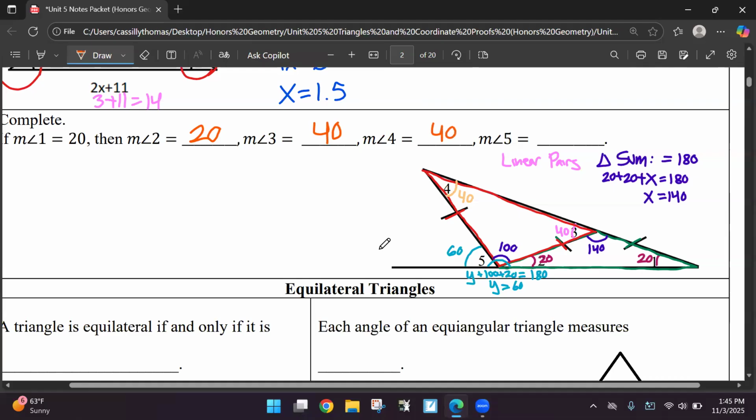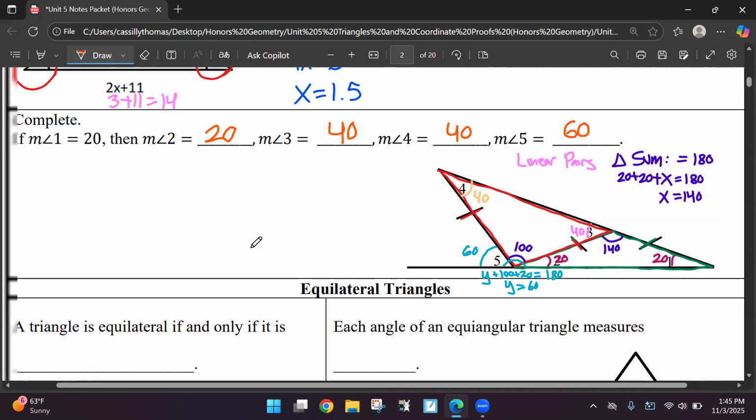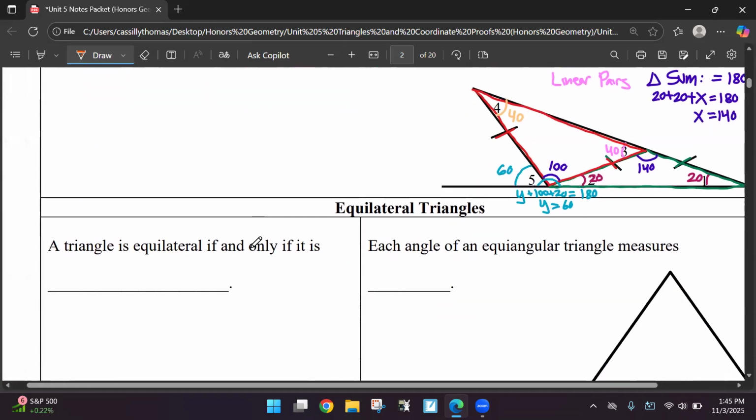Then angle 5, again, we had to use triangle sum to get the 100 degree angle on the vertex. And then we use the idea of not necessarily a linear pair. I don't know if we could maybe call it a linear triple, I guess. All three of those angles downstairs had to add up to 180 degrees. So that's how we found those angles.